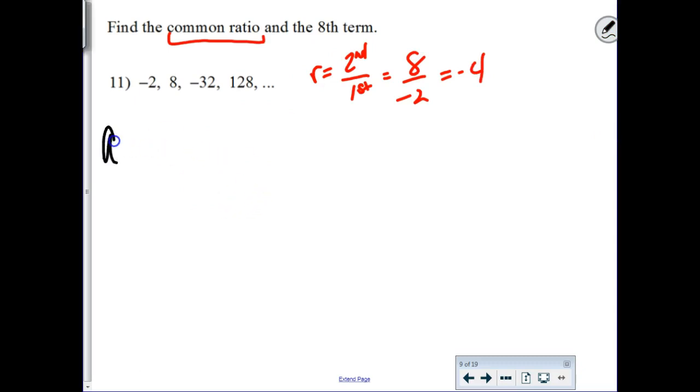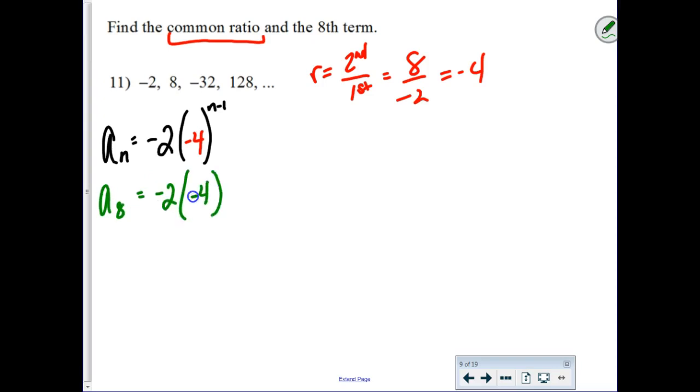You could either just go ahead and write a formula, which would be the first term times your common ratio to the n-1 power, and then what would I do to find the 8th term? I'd put an 8 in all the n's, right? So -2 times -4 to the 8-1 power. That is a very formulaic way to do that question, and there is absolutely nothing wrong with doing that question that way. It's a pretty big number, right? 32768. So I have no issues with you guys using the formulas to get that question right.